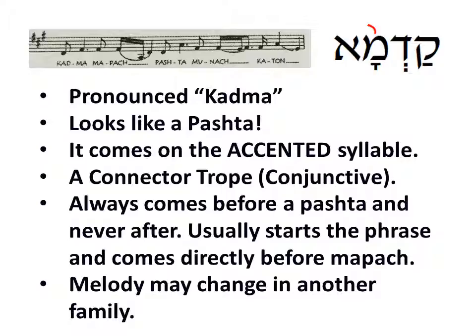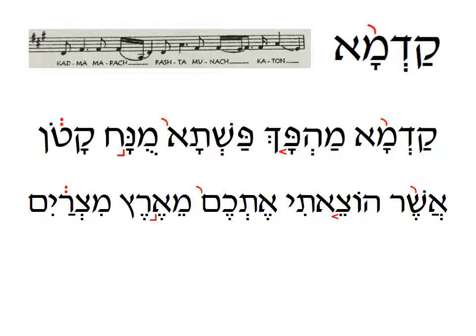Because it's a connective trope, melody may change in another family. But in this case, it sounds like this. Kadma, same note, Mapach, same note, Pashta, munach, katon. Again, Kadma, Mapach, Pashta, munach, katon. If you look at the sentence, Kadma and Pashta, you see that the Kadma falls on the accented syllable, the Pashta is at the end.